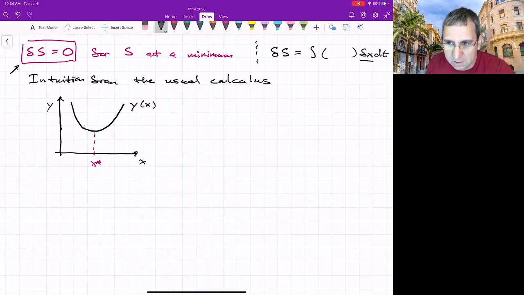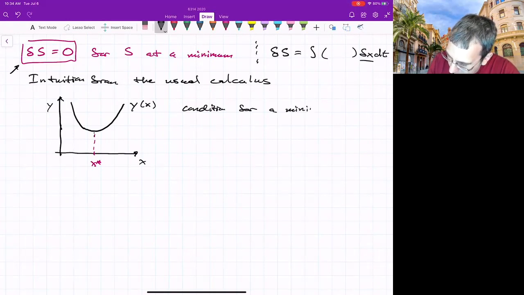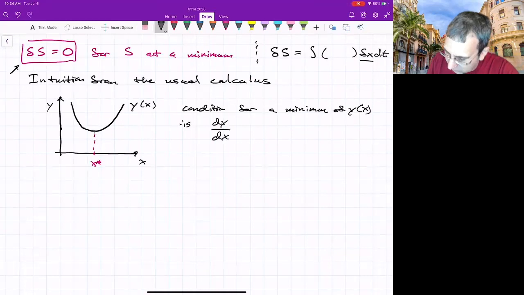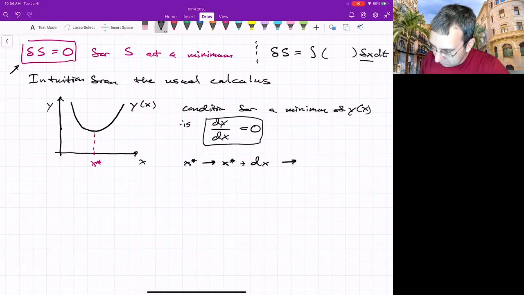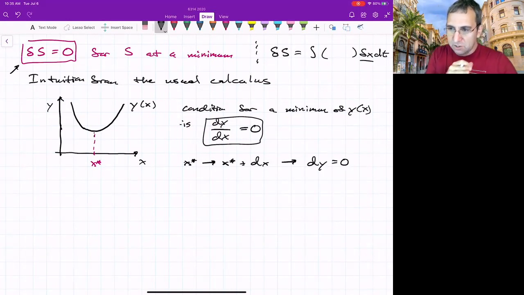Well, what's the condition for a minimum of y as a function of x? So the usual calculus is, well, we should all know it. You take the derivative of y with respect to x, you set it equal to 0. Another way to put that would be if we know where the minimum is, and then we do a variation, x star plus dx, that'll lead to dy equals 0. So to first order, variations in dx lead to no change.